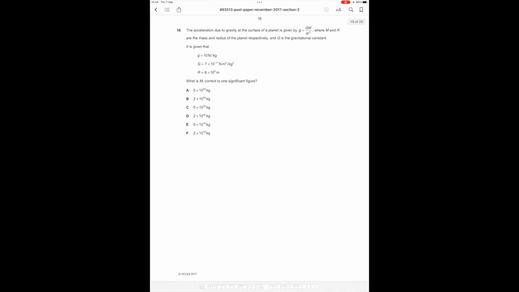16. The acceleration due to gravity at the surface of a planet is given by g equals GM over r squared, where M and r are the mass and radius of the planet respectively, and G is the gravitational constant. It is given the following figures. What is M to one significant figure? So let's isolate M first. g r squared is equal to GM. M is equal to g r squared over G.